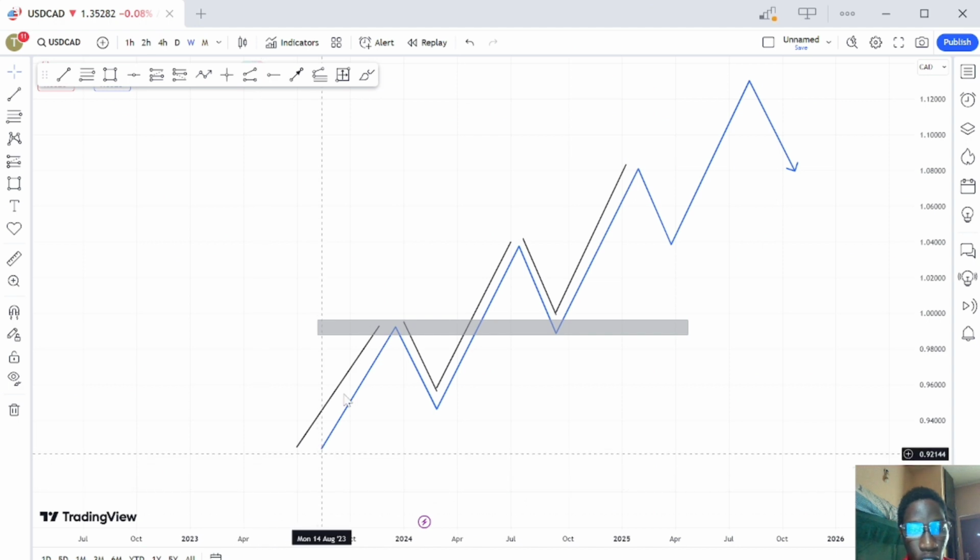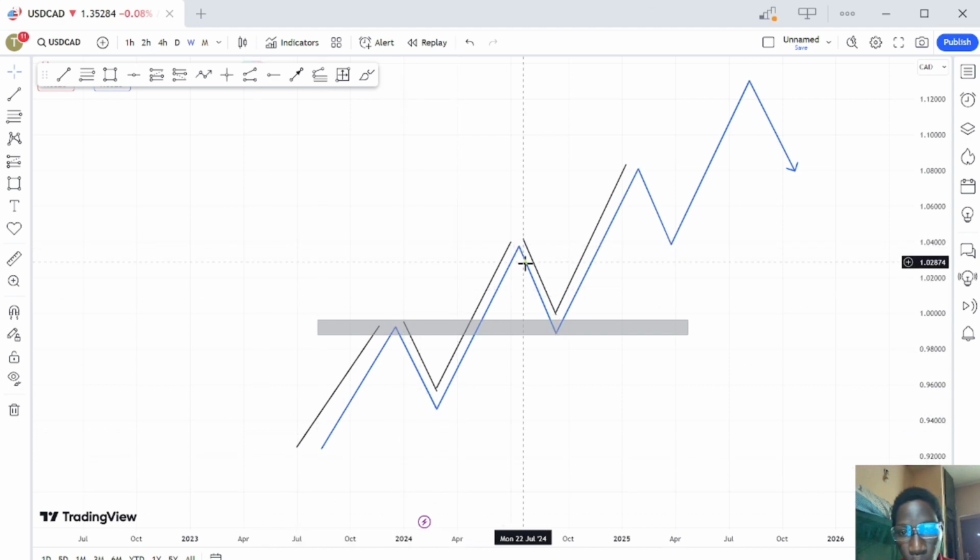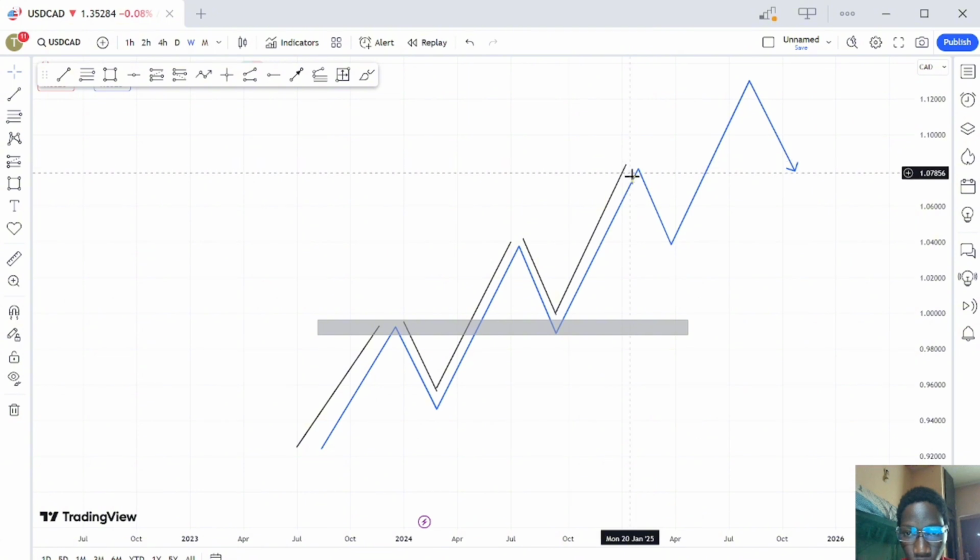So you can also call this wave 1, wave 2, wave 3, wave 4. So from this is wave 5. This is where the moves happen. It is the wave 5. This move here to this one is the wave 5.